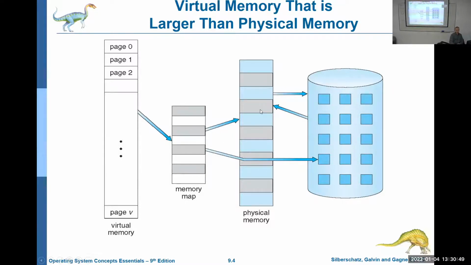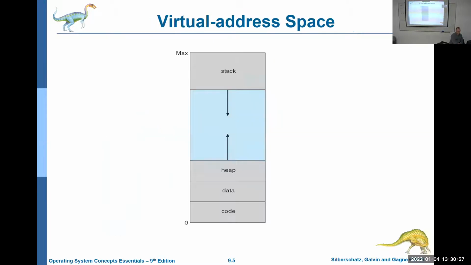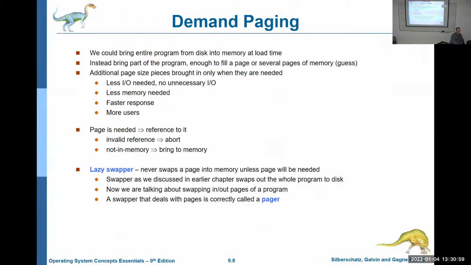One is I could just swap a single page out. Another possibility is I could swap an entire program out. I can say this program, I'm swapping it back to disk. But we're talking about pages, not the entire program. A lazy swapper never swaps a page into memory unless the page will be needed.